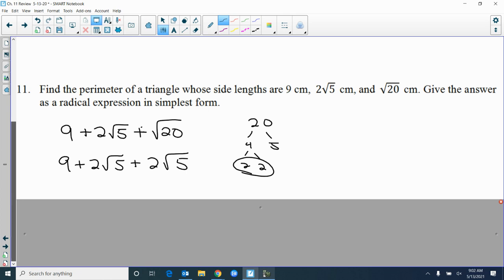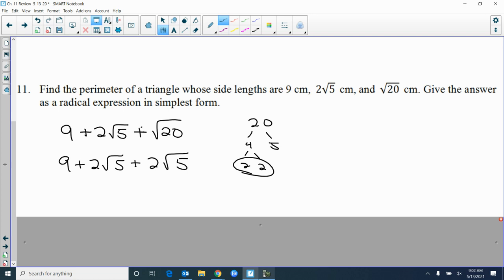All right, now, Christiana, do you know what to add here? You add the 2 radical 5, both of them together. And what's that give me? 4 radical 5. Good. And so you're going to have 9 plus 4 square root of 5. And that's it. Can't do anything. Do not add 9 and 4 together to get 13. Just leave it as 9 plus 4 radical 5.